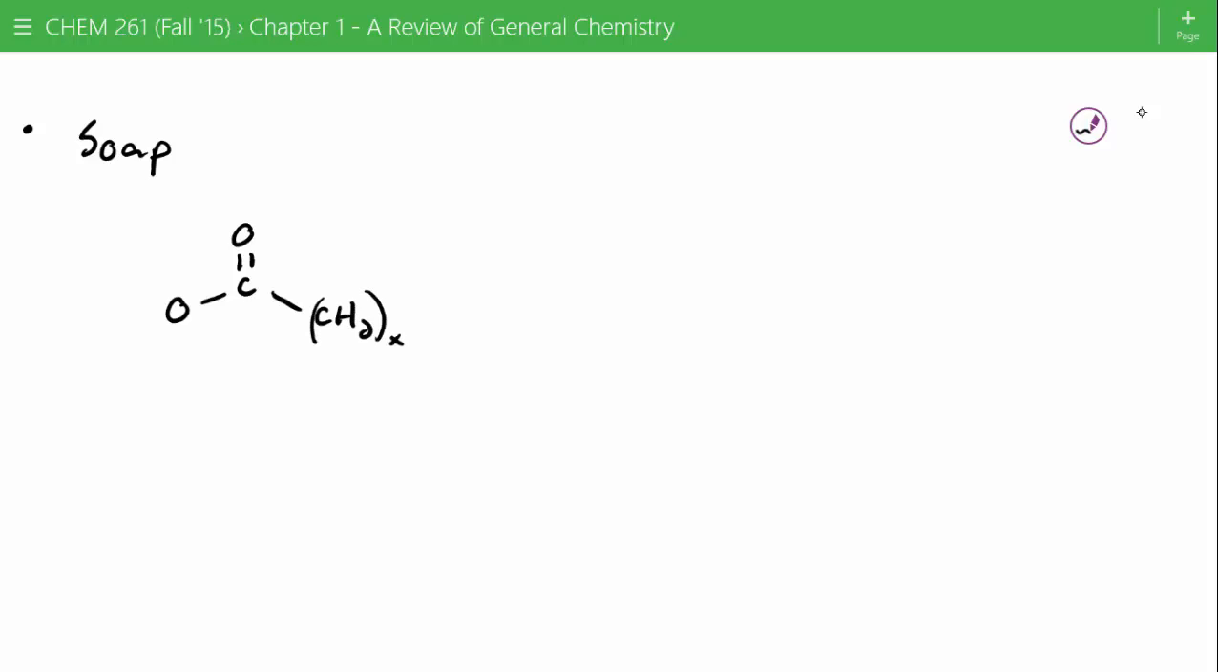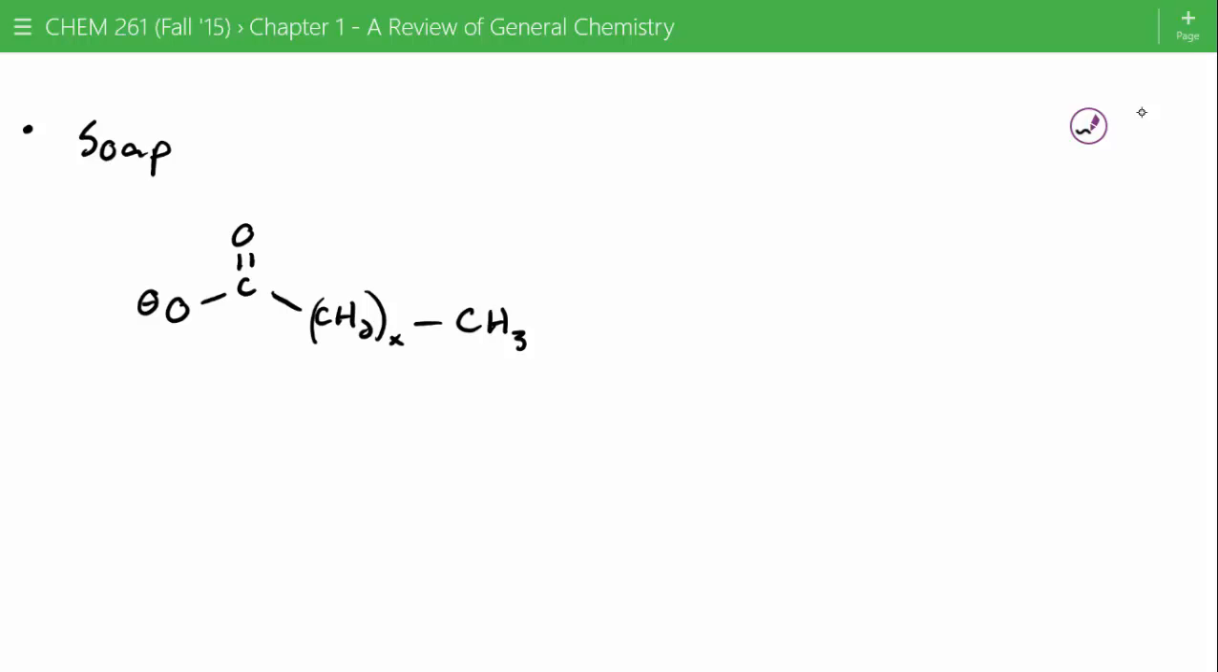And I'm going to put a little X down here indicating that the soap identity can vary by some numerator or some multiplier. And if we look at soap, soap will dissolve in really polar solvents or really nonpolar solvents. And why is that? It's amphiphilic, right? It's attracted to both water and oil. But why? What do you think?